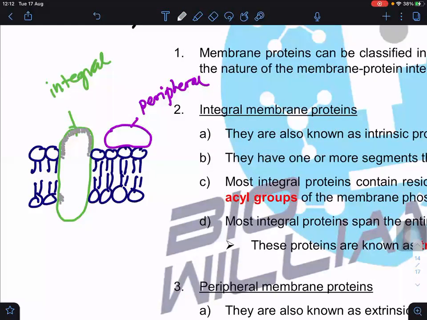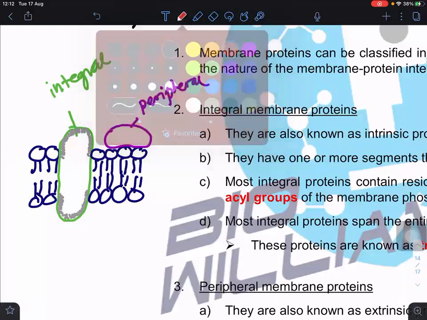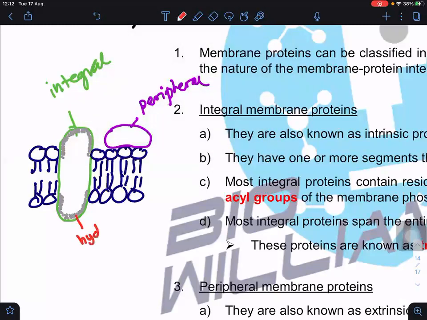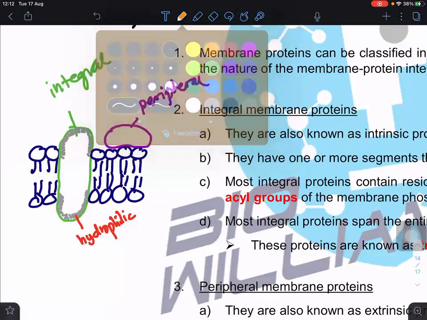So this part of the protein must be hydrophilic. Why hydrophilic? So that they can have hydrophilic interaction with the heads of the phospholipids, as well as the aqueous surrounding. Correct or not? Okay.